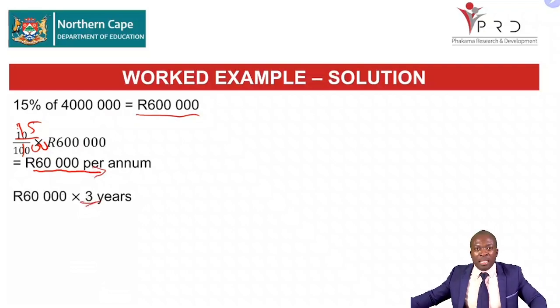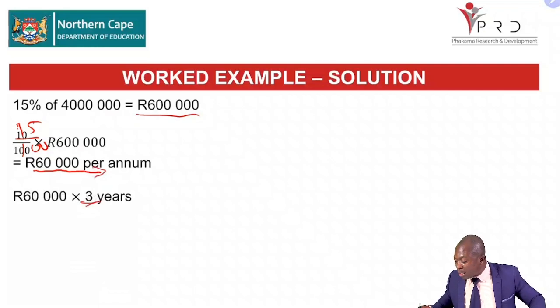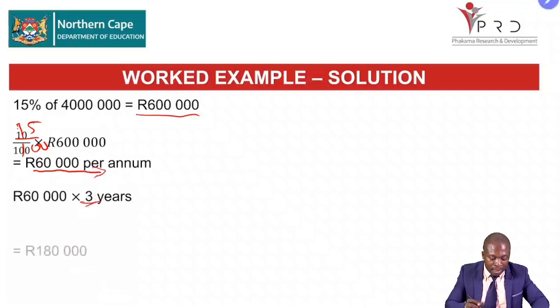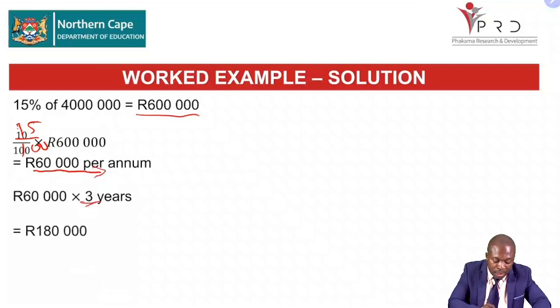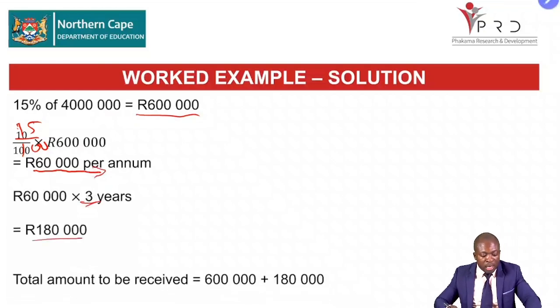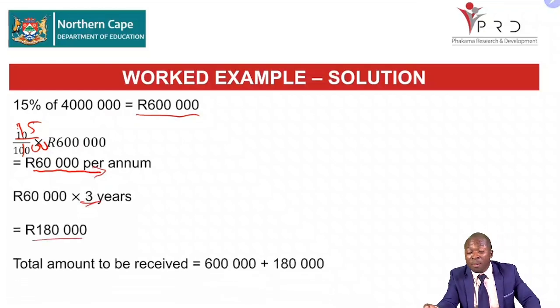So take your calculator. I want you to press. I know you can do this one. Just press 60,000 times 3. My calculator says 180,000. Did you get that? 180,000. That is good.